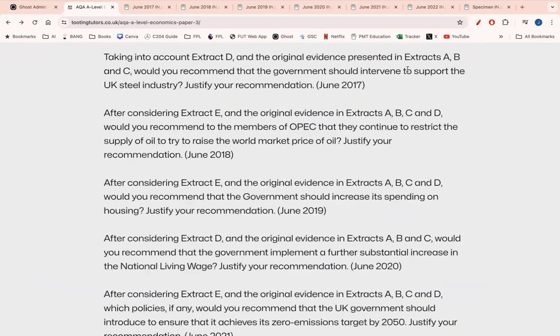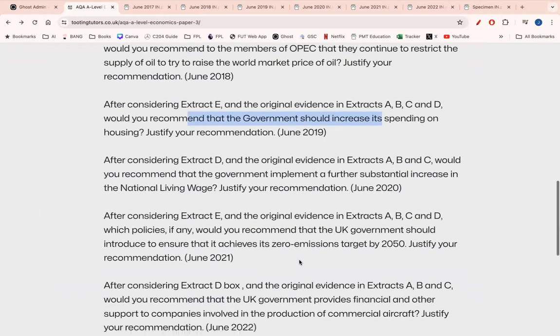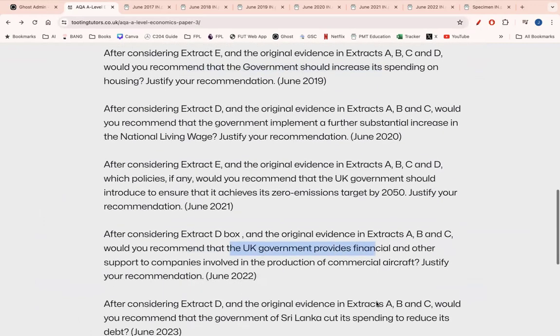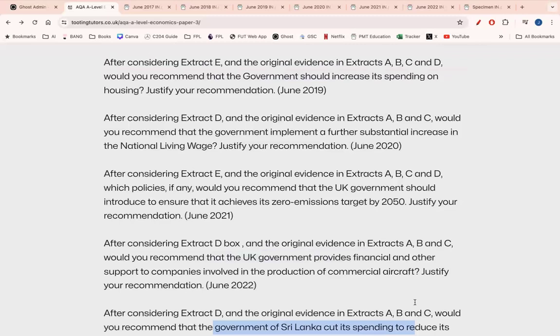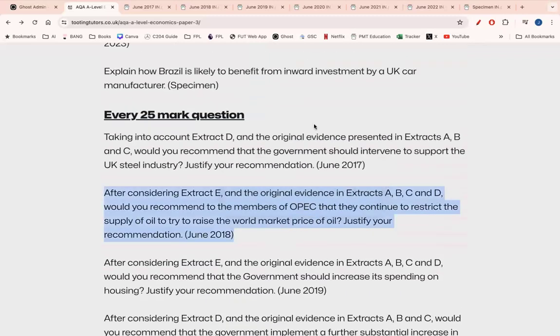They're all about the government doing something. Should the government blah blah blah? Should the government wait? This one, should the OPEC blah blah blah? Should the government blah blah blah? But the thing is, it's always about the extract. Should the government do this? Do you know what I mean? Yeah. Okay. Let's look at the 2018 one.